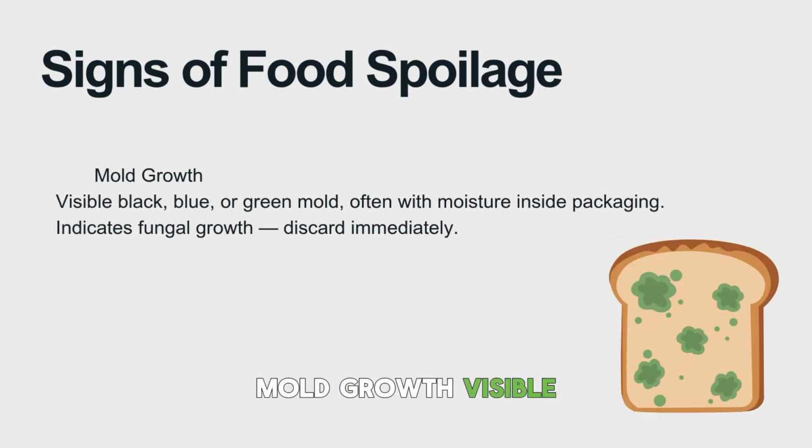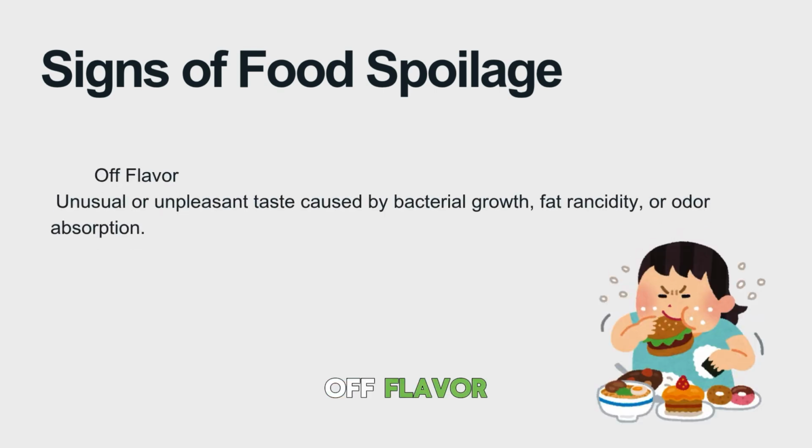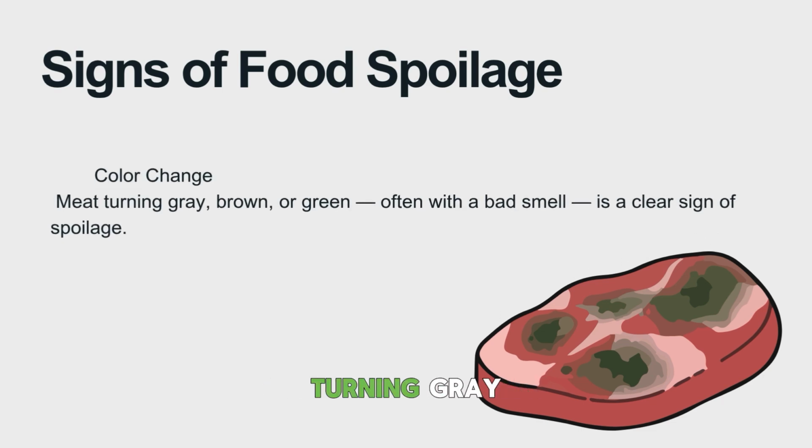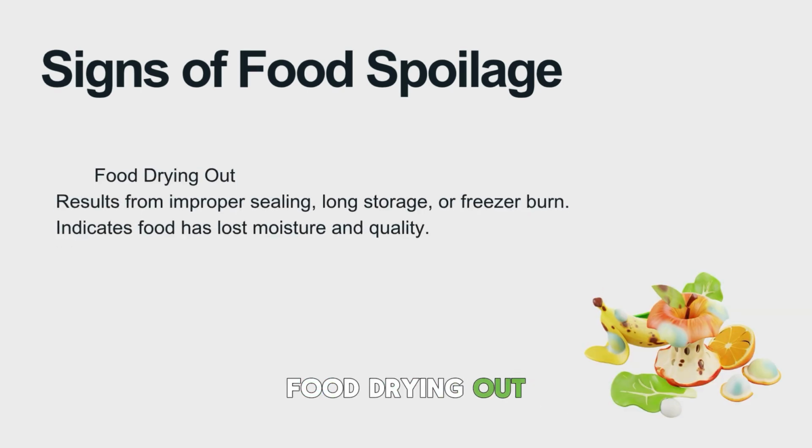Mold growth. Visible black, blue, or green mold, often with moisture inside packaging. Indicates fungal growth. Discard immediately. Off flavor. Unusual or unpleasant taste caused by bacterial growth, fat rancidity, or odor absorption. Color change. Meat turning gray, brown, or green, often with a bad smell, is a clear sign of spoilage. Food drying out results from improper sealing, long storage, or freezer burn. Indicates food has lost moisture and quality.